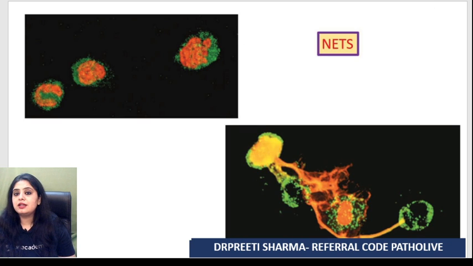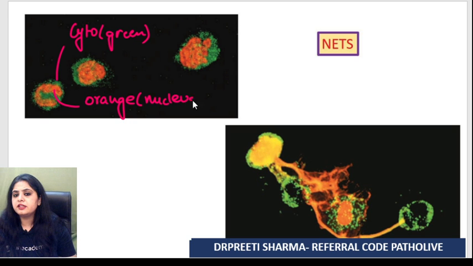Here they've put a few colors. If you look very carefully, they've used two colors over here, orange and green. By general orientation you can clearly see that the green color has been given to the cytoplasm, and orange is the color that has been given to the nucleus. So this is a perfectly normal cell. These 1, 2, 3 are normal cells. They have a nucleus, they have a cytoplasm.